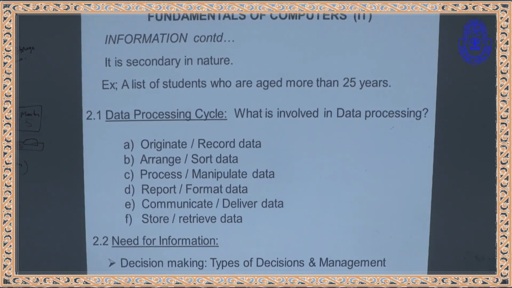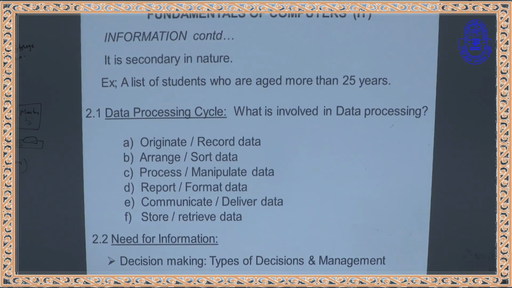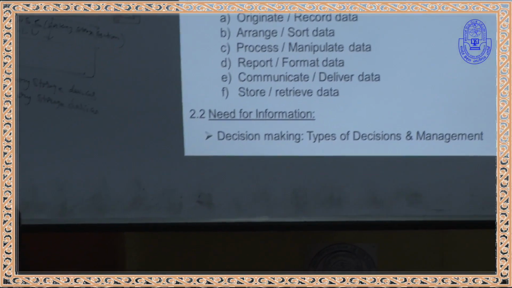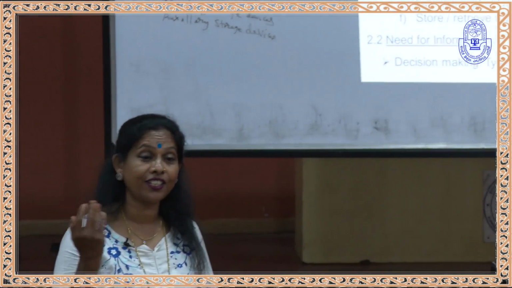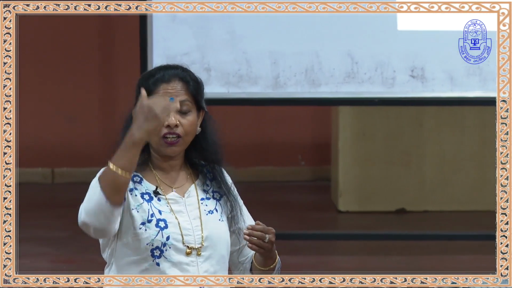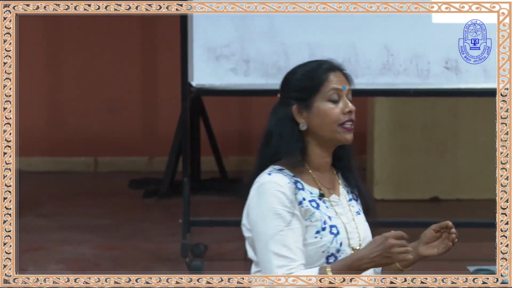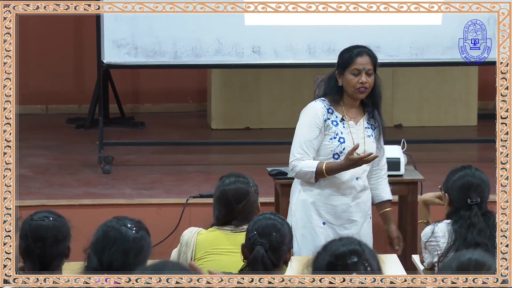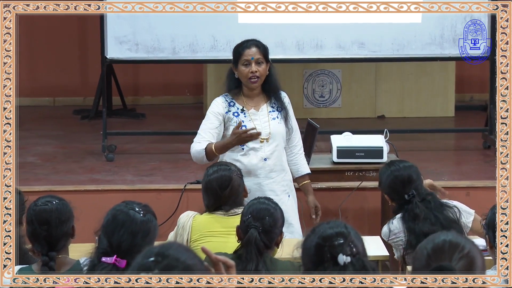So why do we need data? In order to process it, for sorting, for manipulating, for storing, all that. You all have applied online, right? So your data is there online. So how will they give you the roll numbers? They will sort it out, maybe according to alphabets, alphabetical order. This all helps, the computer helps.